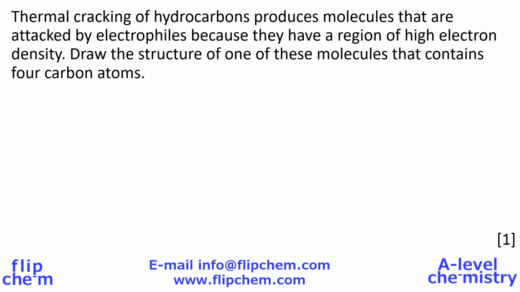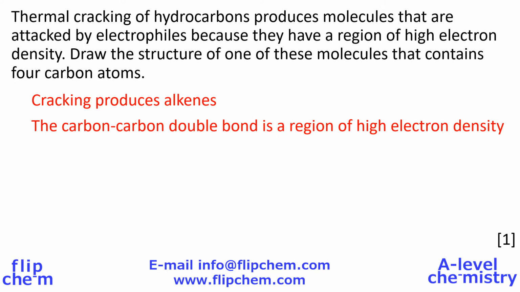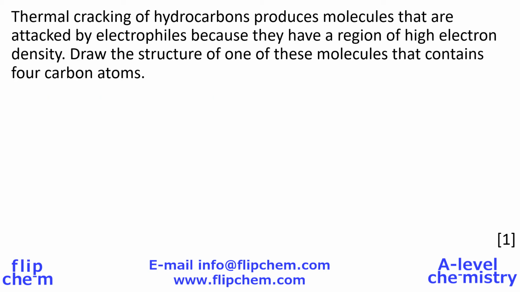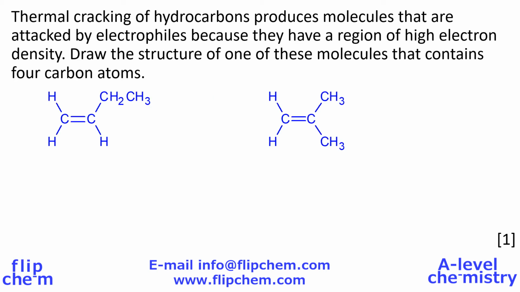So to relate this back to the question, cracking produces alkenes. It is the carbon-to-carbon double bond that is the region of high electron density, and as such alkenes are attacked by electrophiles. All we have to do now is draw any alkene which has got 4 carbon atoms. We had to get 1 to answer this question, but how many can you get and can you name them? I came up with 4 possibilities.